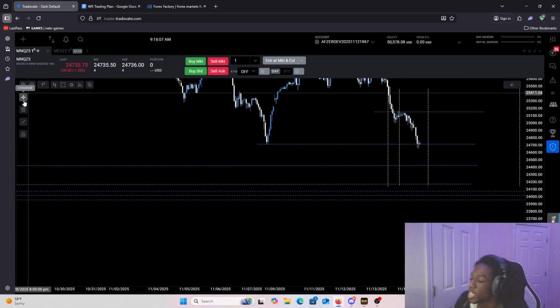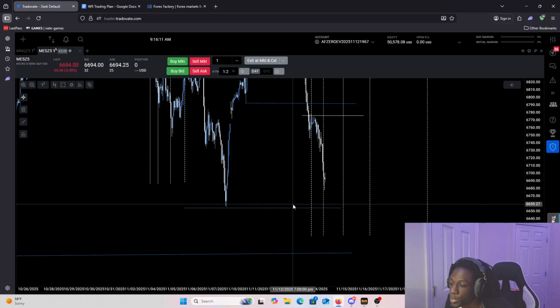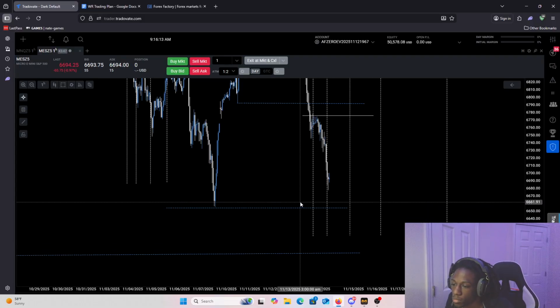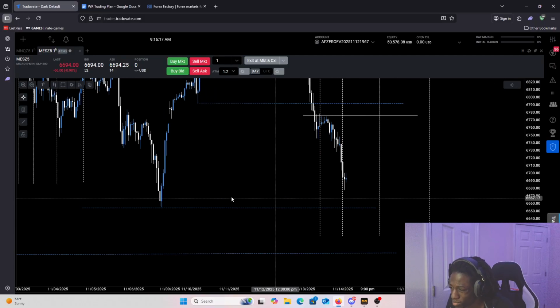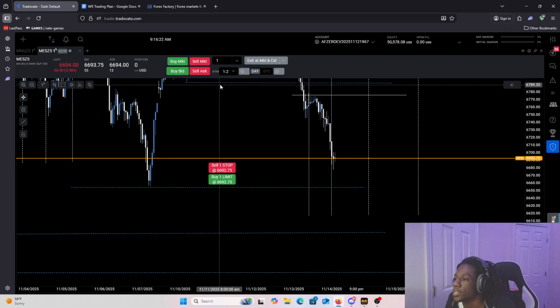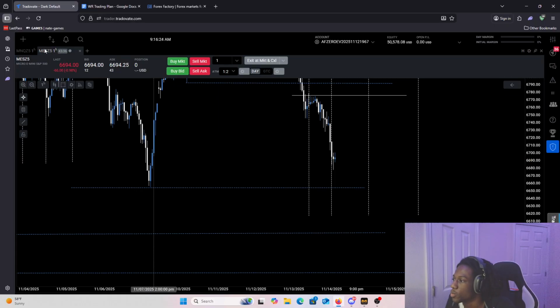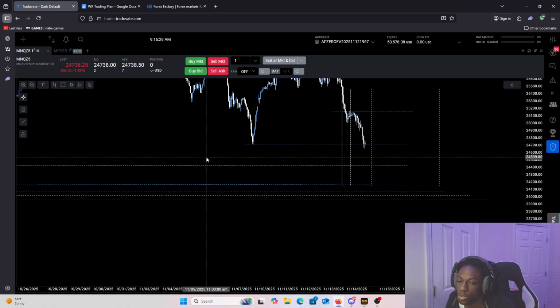And the reason we're going to be taking this trade on NQ today is because if you look, ES has yet to reach its first demand zone or liquidity zone. So ES has yet to reach the first one. So we're gonna be looking to take the trade on Nasdaq, and we'll see how it plays out.